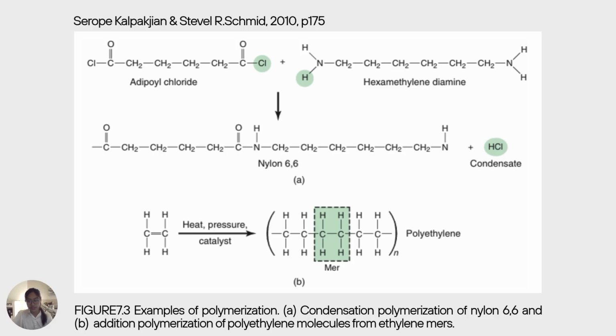Now this over here is an example of A. It is an example of nylon 6,6, produced from adipoyl chloride and hexamethylene diamine. We can see how those two link together to make nylon 6,6. And then B is the addition polymerization of polyethylene molecules from ethylene mers.